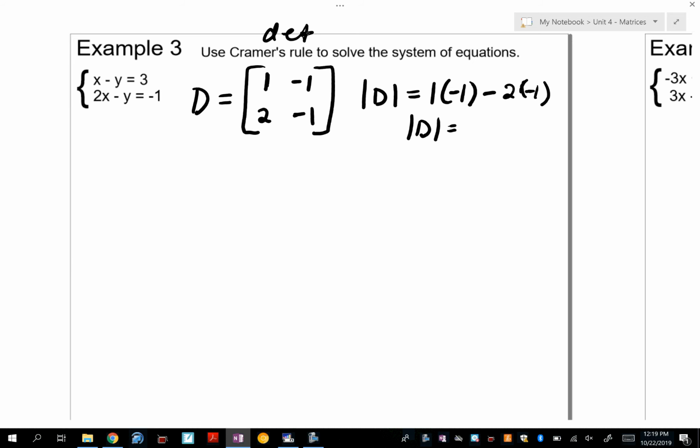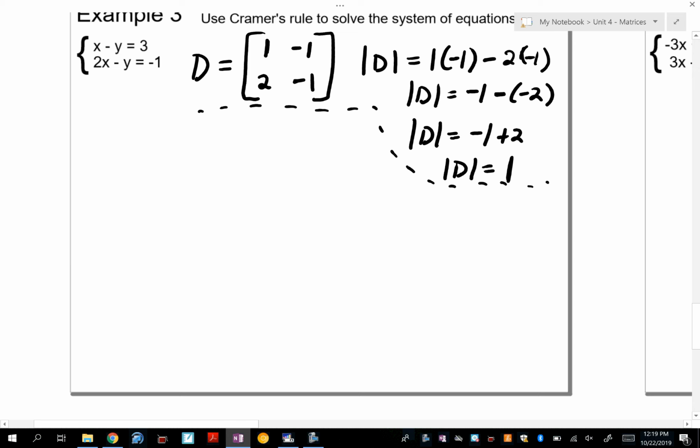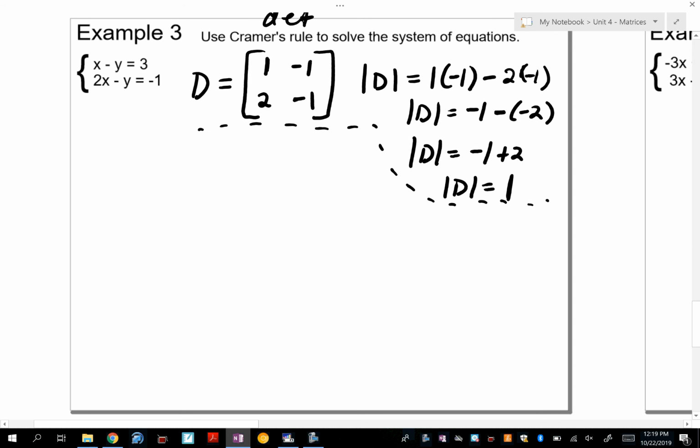All right, so that's going to be -1 minus -2. And since it's minus a negative, I'm going to change that to write -1 plus 2. So the determinant of matrix D is 1. Okay? So once you get that, it's not the hard part. That's the stuff that you already know how to do, right? We're not going to plug it in. I haven't shown you what to do yet. So what you're going to do is you're going to solve for x and for y.